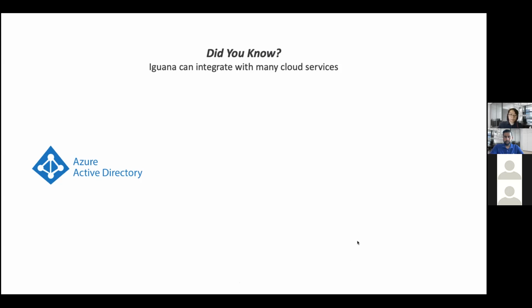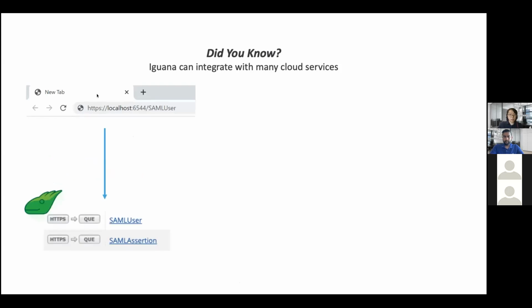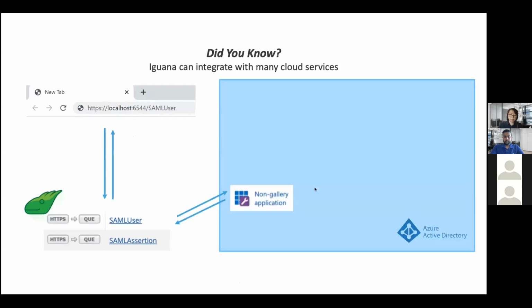Here we have two template channels which handle that interaction. When the user first accesses the Iguana, they'll access it via the URL to our SAML user channel. This channel then sends a web request containing the SAML request to the non-gallery application, which acts as an identity provider.